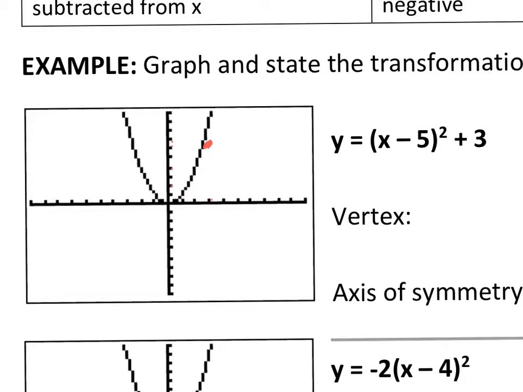All right, then there should be a point at 4, comma 5. So 1, 2, 3, 4, and 5. About right there. The new vertex is going to be at 5, comma 2. So 1, 2, 3, 4, 5, comma 1, 2, about right there.